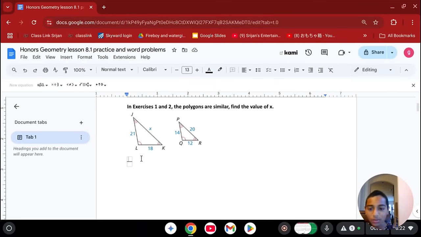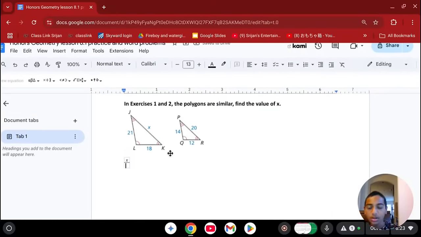But for here, I'm going to do length JK, which is x, divided by, I'm going to zoom in, x divided by LK, 18, equals, now we have to do the other side that's corresponding to x. 20 divided by, now what's the side that's corresponding to LK? It's QR, which is 12.